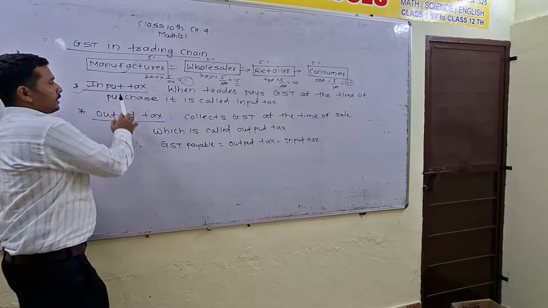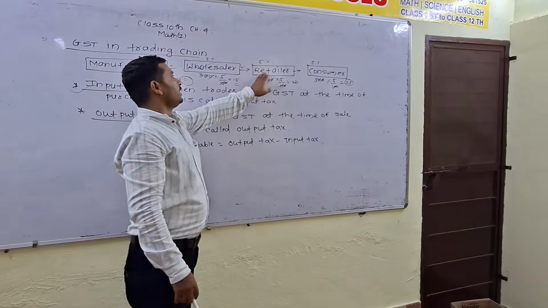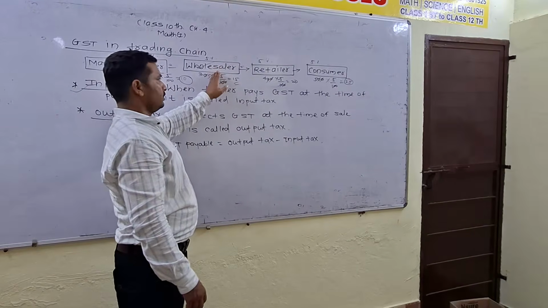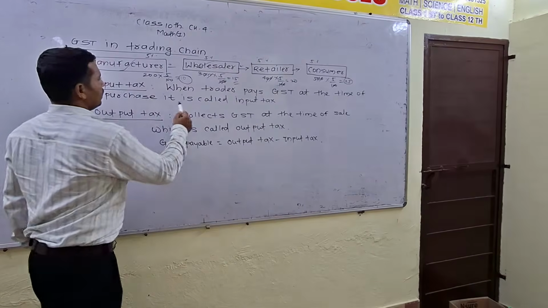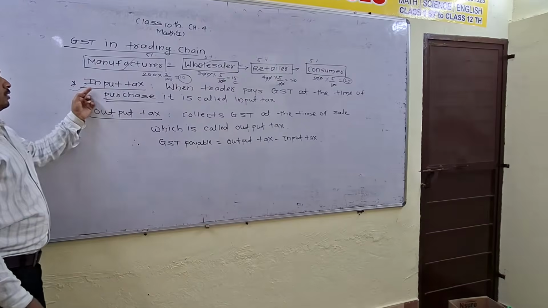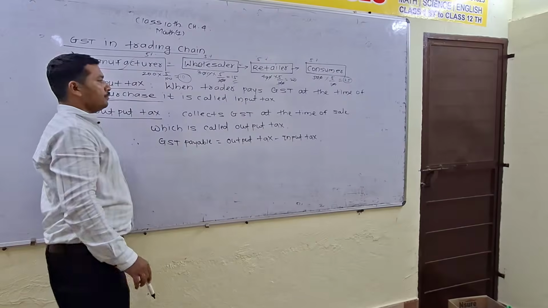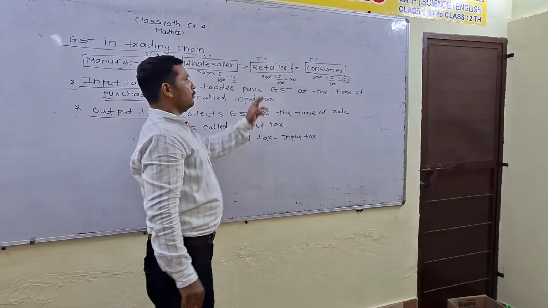So what did we learn here? For example, a retailer purchases from a wholesaler. At the time of purchase, the tax is called input tax. And the last one, output tax, is the tax at the time of sale.